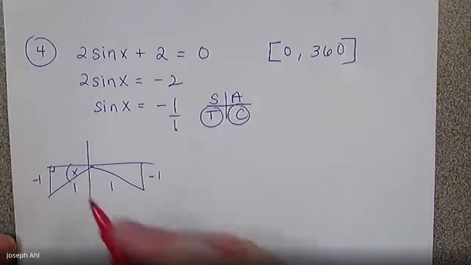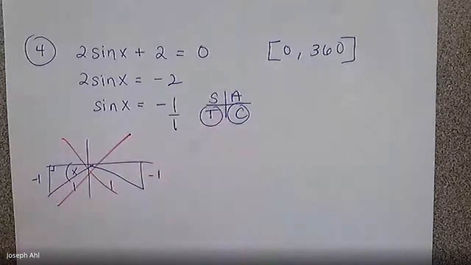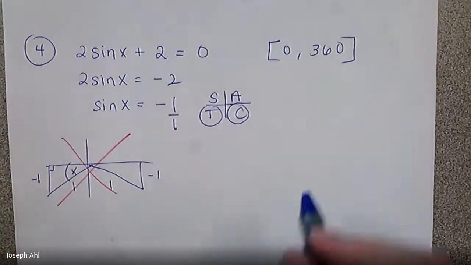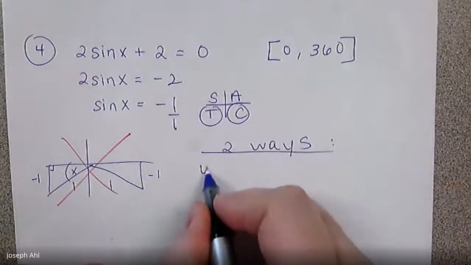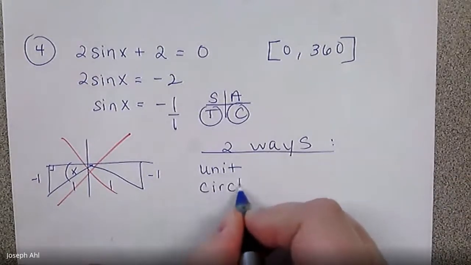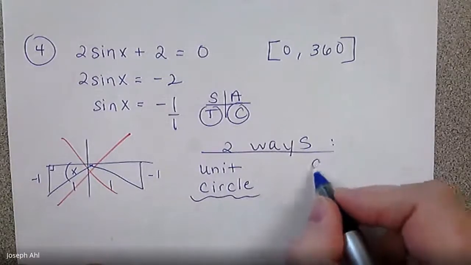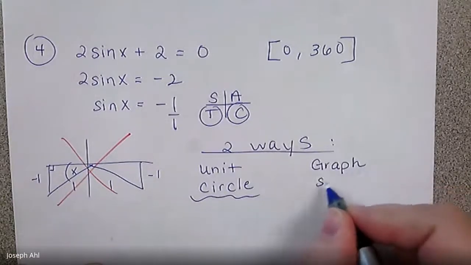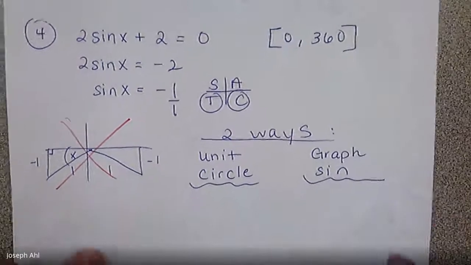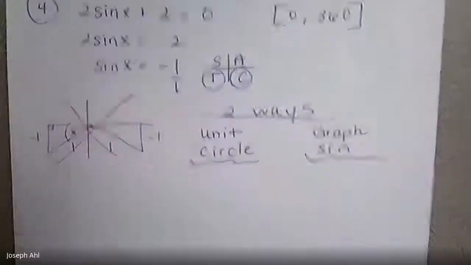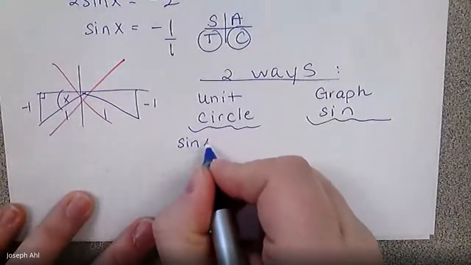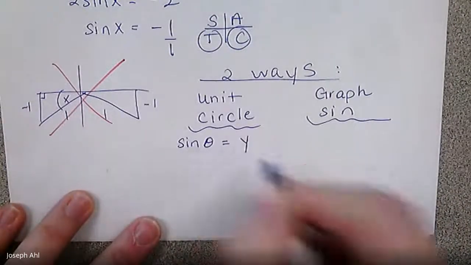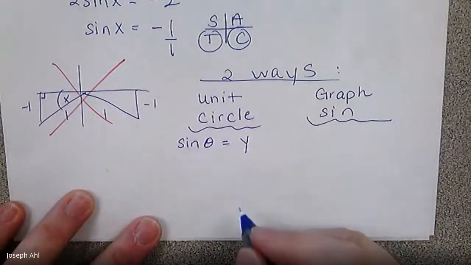Okay, so it turns out that this is not a reference triangle case. However, this does have solutions. There are 2 ways in which you can get your answers. One of them is a value that comes from the unit circle. The other way to look at it is graphing the sine function. We know how to do both of these, so I'm going to allow you to choose which method you like best. But on the unit circle, we know that sine of x, actually, let me call it theta just so you don't get confused. Sine theta equals y on the unit circle.